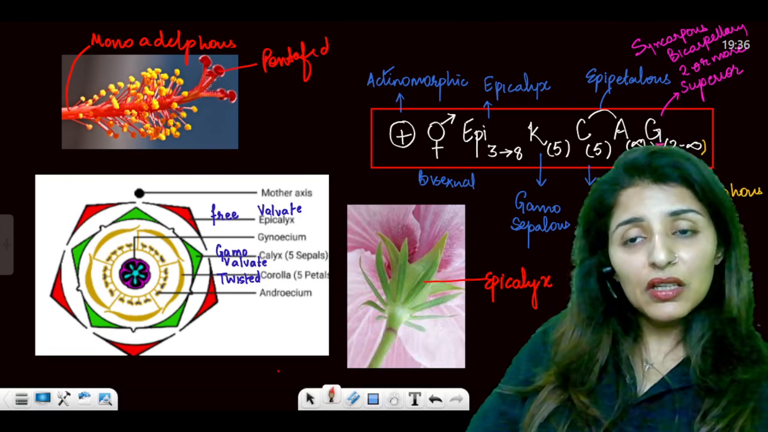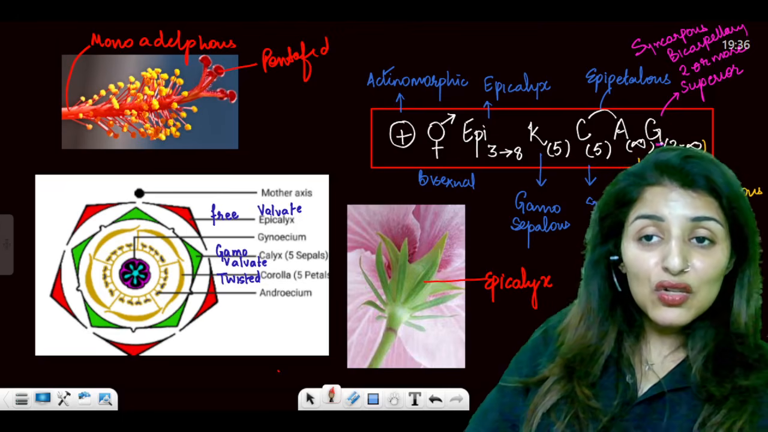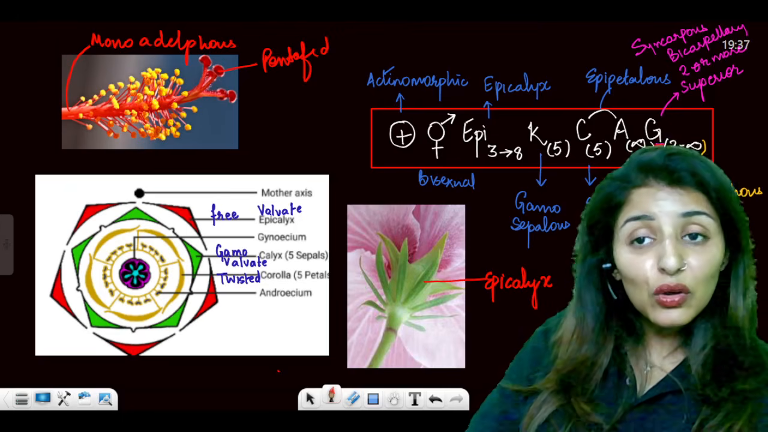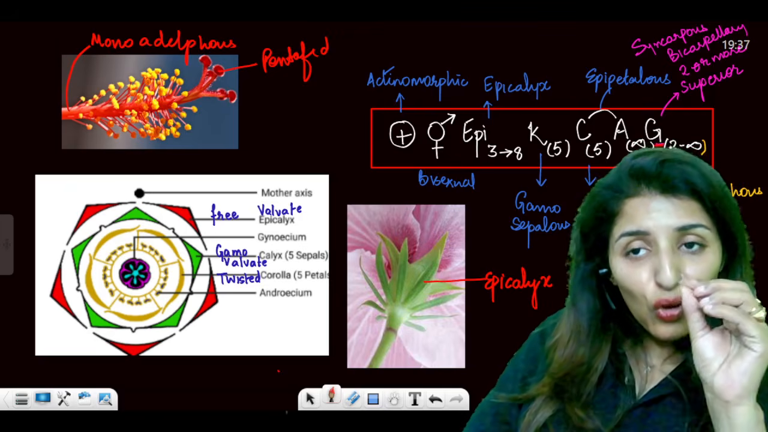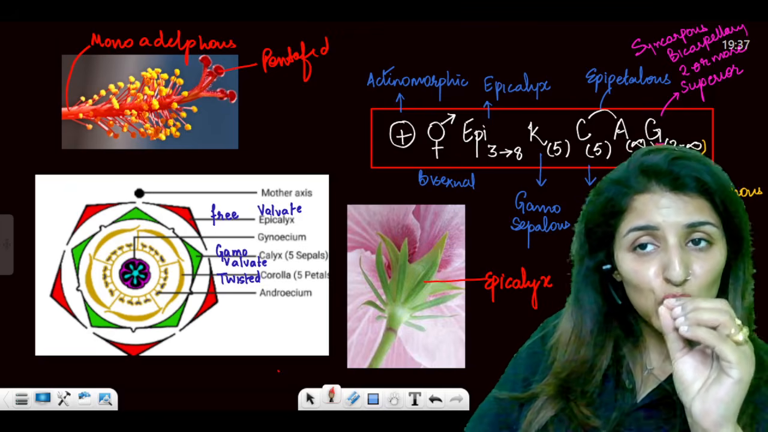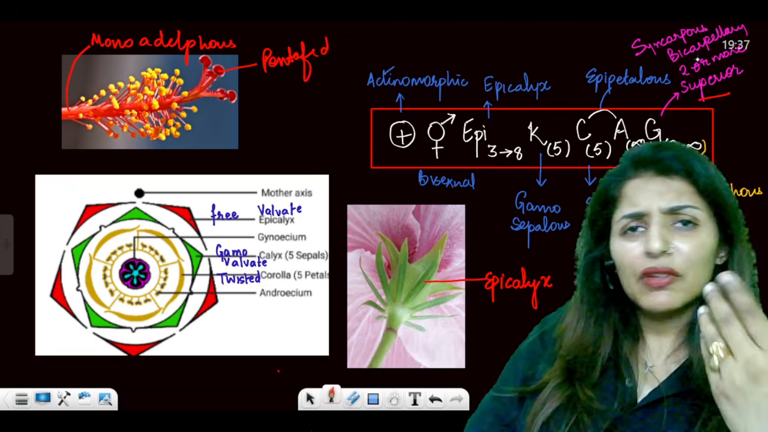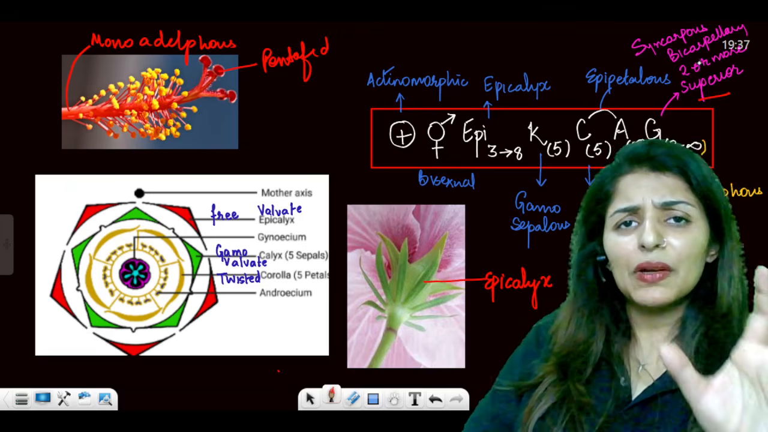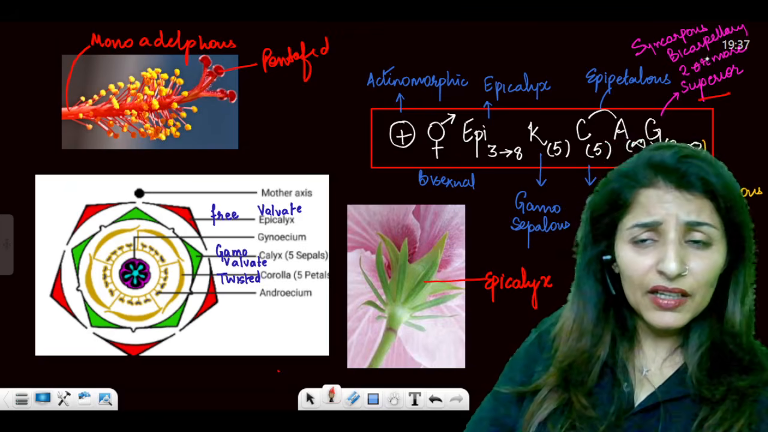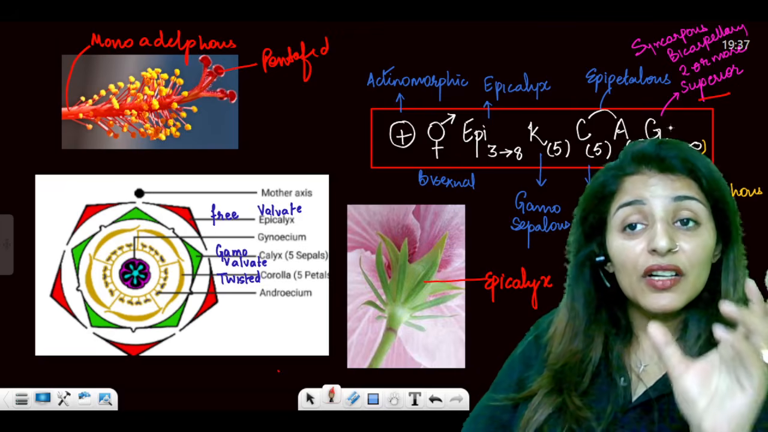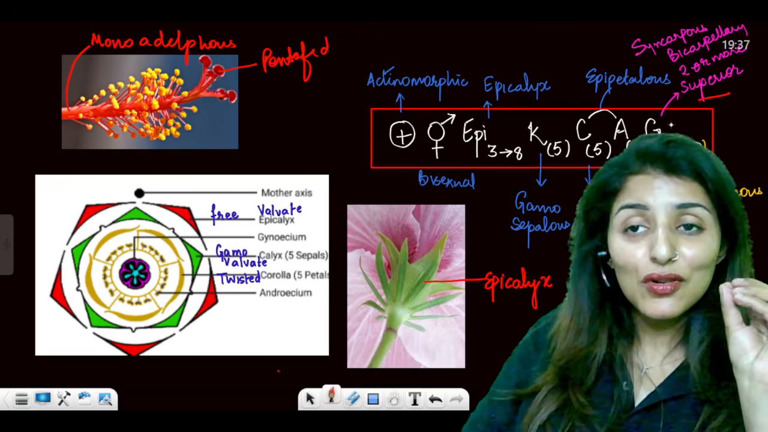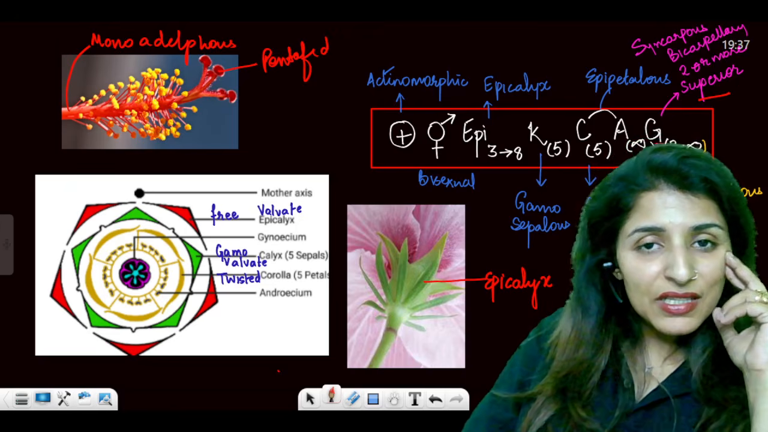The gynoecium here is superior. So what do we indicate? What can we conclude from this formula? That the gynoecium is superior. 2 to infinity, 2 to more. It can be bicarpellary, or if it is more than 2, we'll simply write polycarpellary condition, but there's a bracket around it, so it means it is again fused, so syncarpous condition. I hope these things are clear.